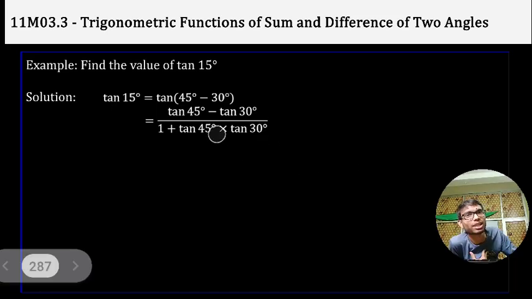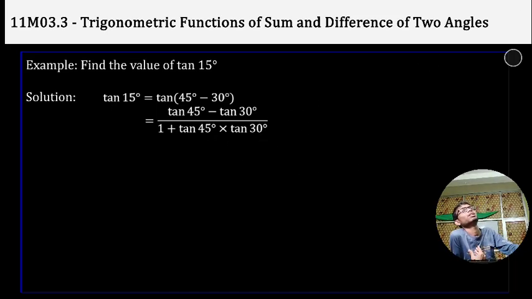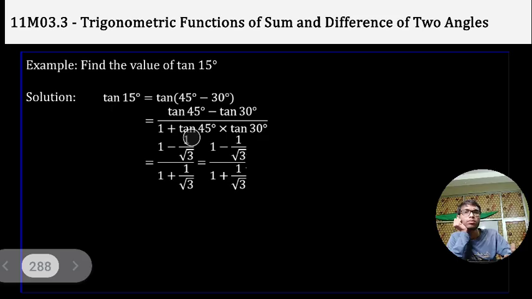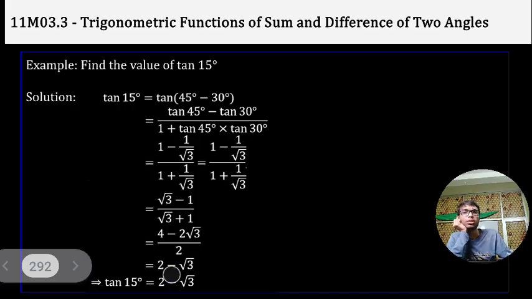45 minus 30 is giving 15. Can we not say 60 minus 30? No. 60 minus 45. Here, after using this trigonometric identity, just substitute the value of each function. Then simplify it. You will get the value of this much.